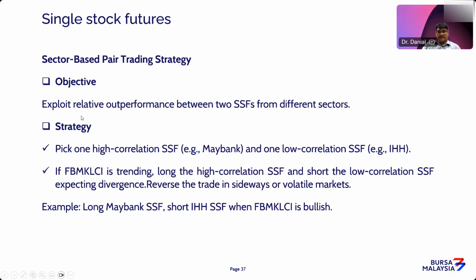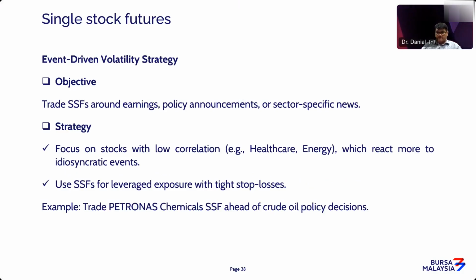Sector-based, to exploit relative outperformance, because sometimes stocks tend to outperform. What we can do is pick one high correlation stock such as Maybank and one low correlation such as IHH. If FBM KLCI is trending, you can long the high correlation and short the low correlation. Theoretically, it will give you a safer position if you combine those two.